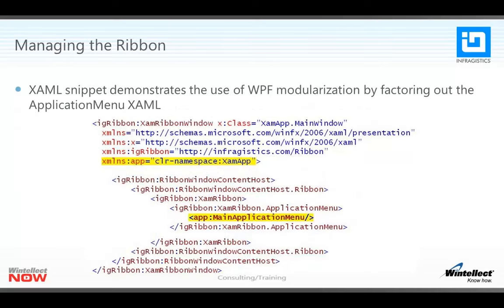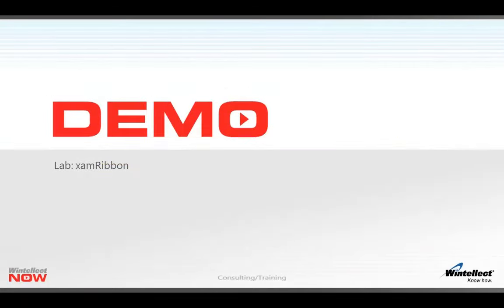The XAML shown here demonstrates the use of WPF modularization by factoring out the application menu. Main application menu is a custom class derived from the ribbon assembly's application menu class. In this snippet, the main application menu object is referenced and assigned to the XAM ribbon application menu property. And at this point, it's time for the first lab of the chapter, which covers the XAM ribbon control.